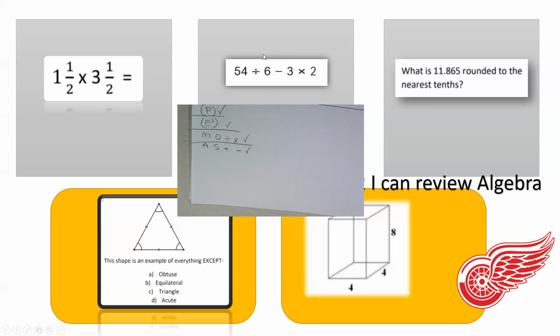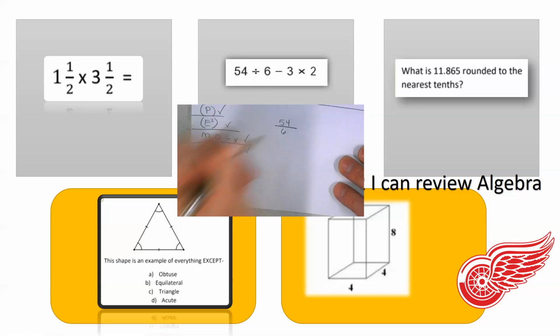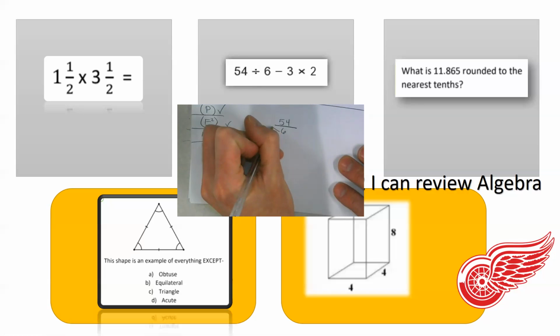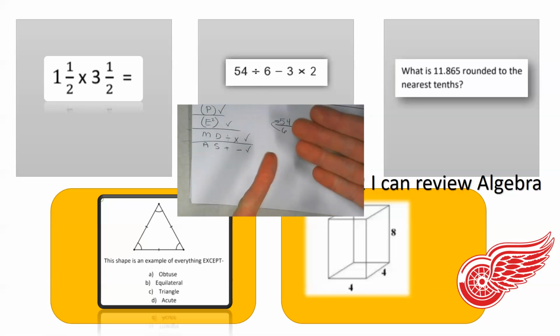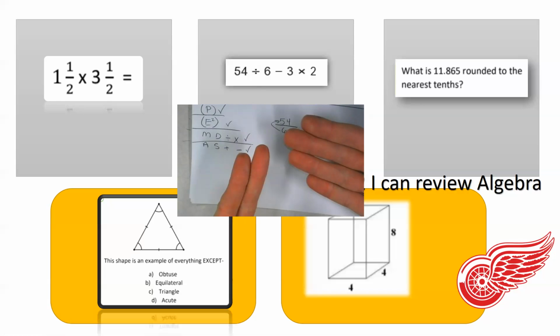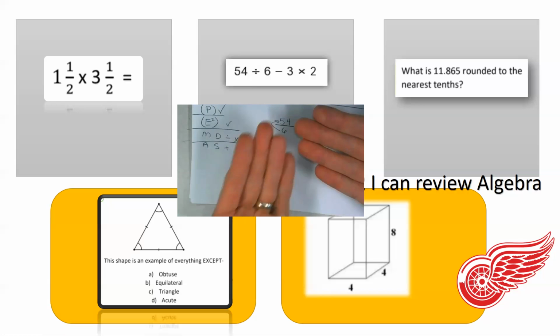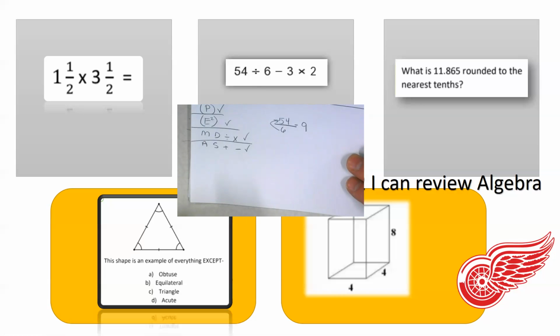So the first thing that I see is I see a division and I see a multiplication. How do I know which one to do first? They're on the same level. Oh, you go from left to right. So since 54 divided by 6 is first, I need to figure that one out. Remember, 54 divided by 6 is the same thing as 54 sixths. How many sixes are in 54? 6, 12, 18, 24, 30, 36, 42, 48, 54. I have 9 fingers out. Therefore, that equals 9. So 54 divided by 6 is 9.